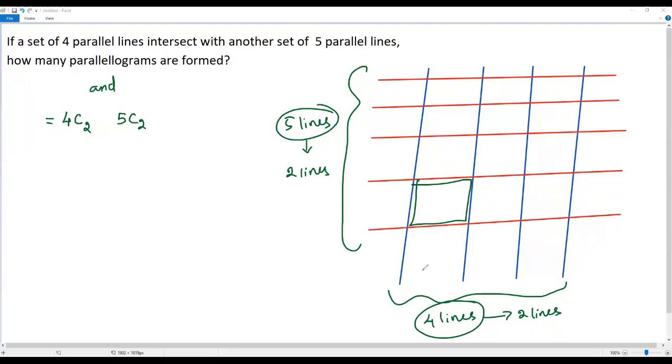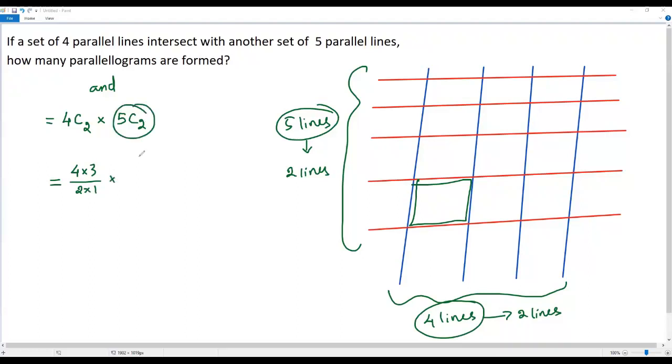So I have to do both, that is selecting 2 lines from the first set of 4 parallel lines and selecting 2 lines from the second set of 5 parallel lines. So according to the fundamental principle of counting, and means we have to multiply. Okay, so I have to find the value of 4C2. 4C2 means here we have 2, so this 4 has to be reduced for the next 2 terms. So 4 times 3 over the factorial of this number, and I'll be getting 2 times 1.